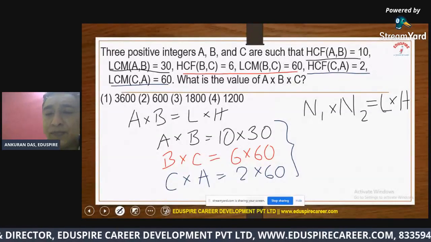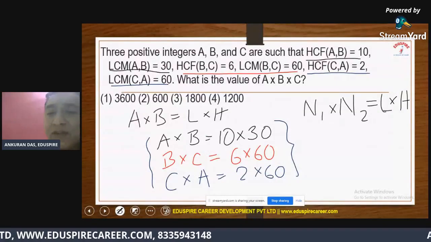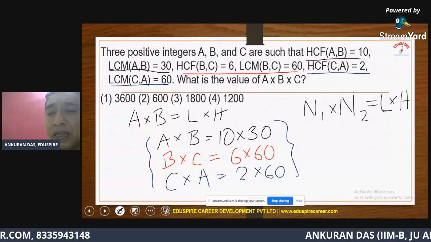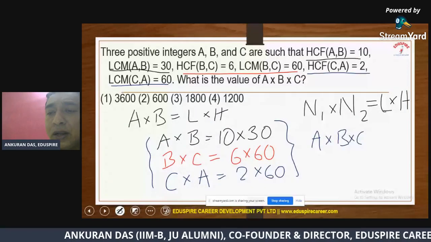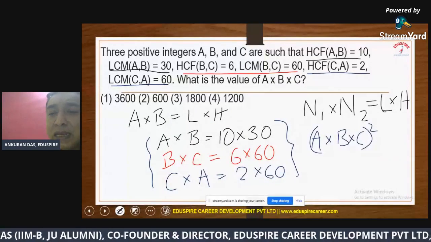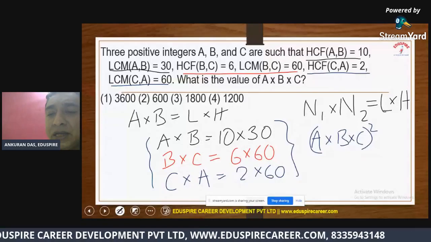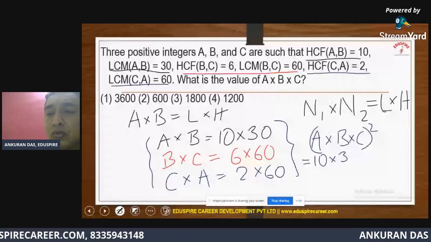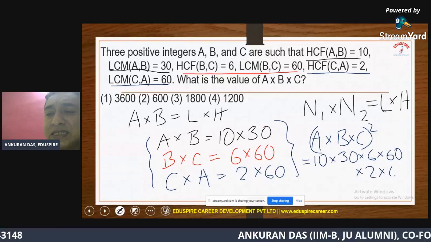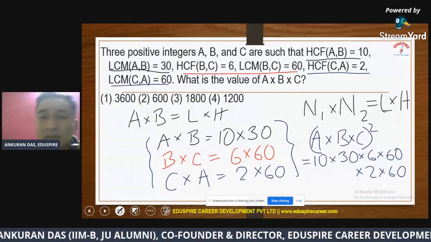In fact, I will multiply all the left hand sides. If I multiply, I will get A into B into C whole square on the left hand side, and in the right hand side I will get 10, I will get 30, I will get 6, I will get 60, I will get 2, and I will get another 60. Now we need to express this in the form of a perfect square.